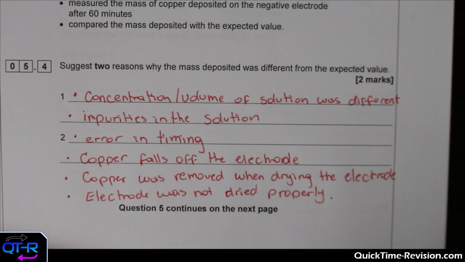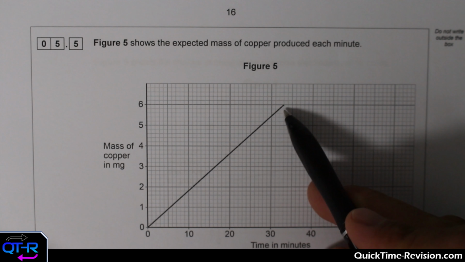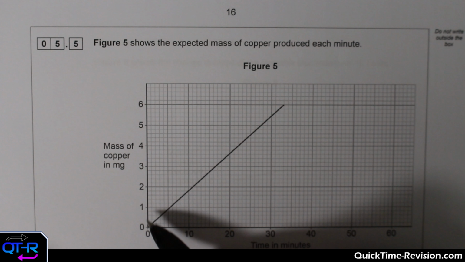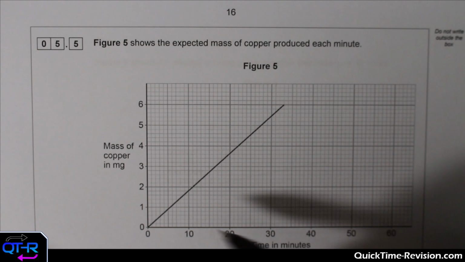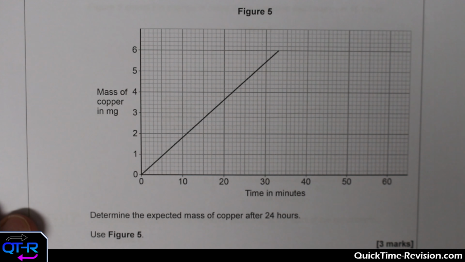Okay, let's move on to question 5.5. Figure 5 shows the expected mass of copper produced each minute. So it is a linear relationship. As you increase the time, the mass of copper also increases in the same proportion. So that's why you get a straight line. It says determine the expected mass of copper after 24 hours. Okay, use figure 5. Now this is pretty simple.